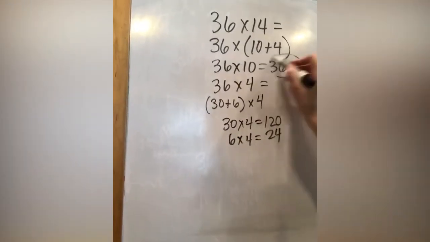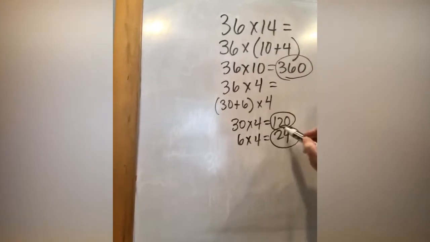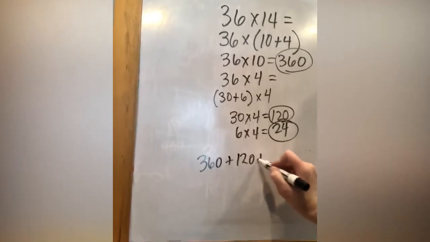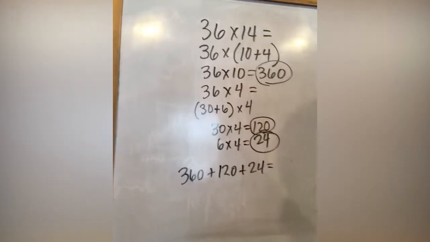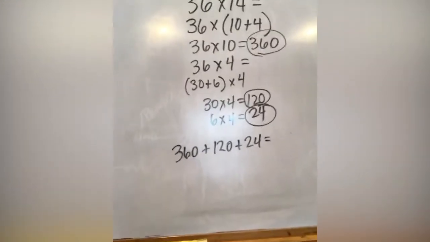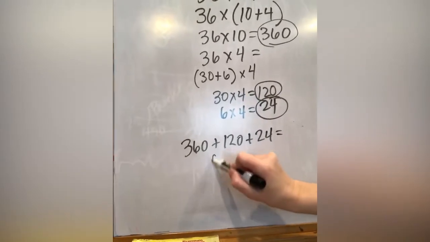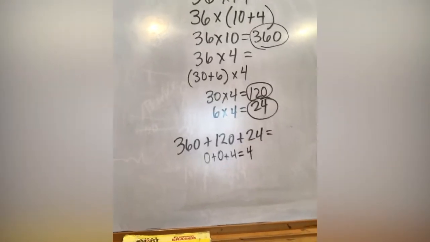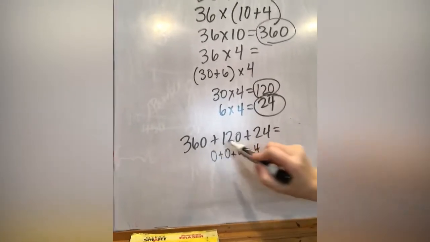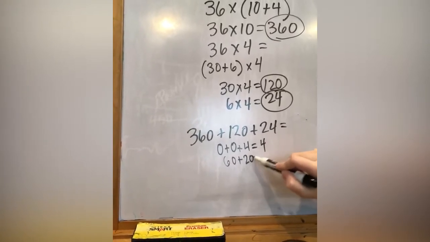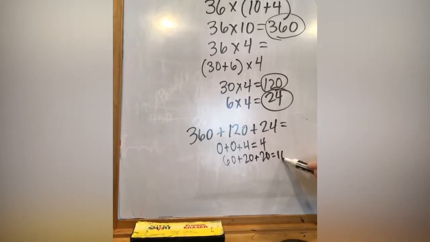And now I just need to go back and add all of my products together. So I have 360 plus 120 plus 24. And my third grader, Patrick, wants to help me with this addition here. So what would you do, Patrick? So I would do 0 plus 0 plus 4 is 4. All right, so you're going to add up all your 1s, okay? And then I would do 60 plus 20 plus 20 is 100. All right, so 60 plus 20 plus 20 is 100.